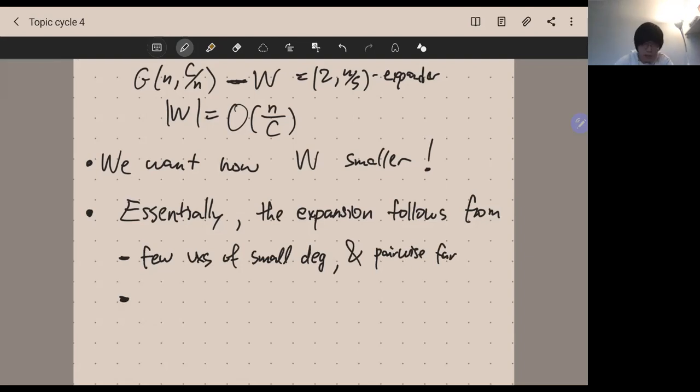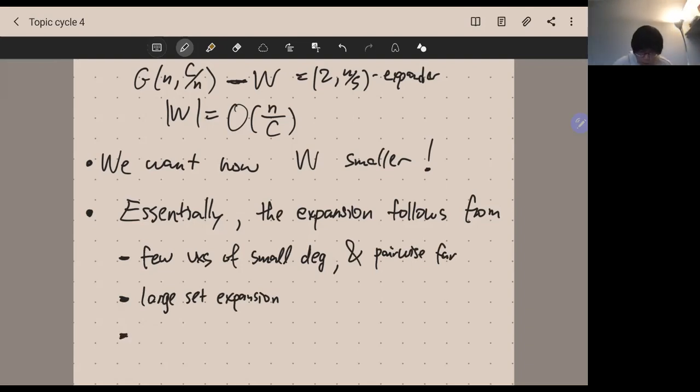And the second property is a pseudo-random property we have seen before, large set expansion, which says that when you have a set of relatively large size, then its external neighborhood reaches, say, 80% of the vertices, 4n/5 or something like that.